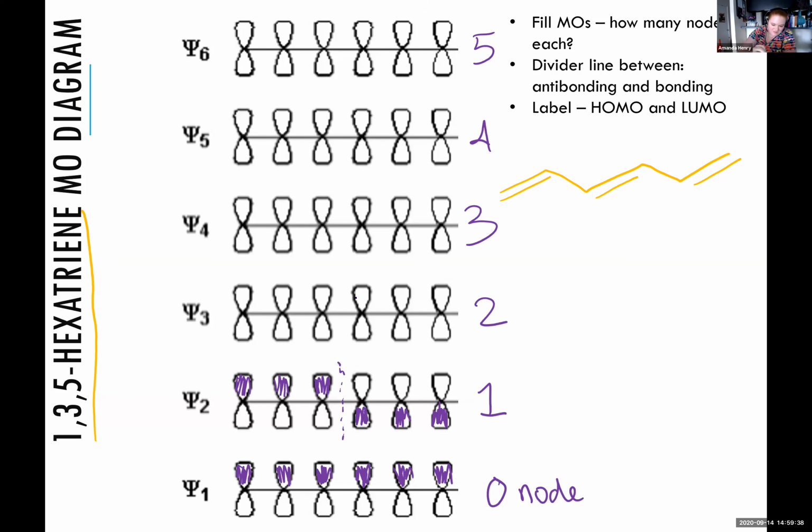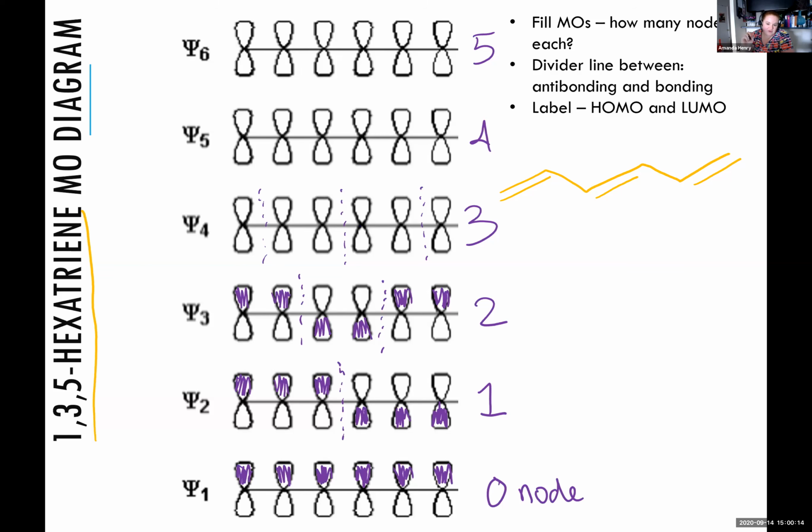And then when we have 2 nodes, we're splitting it into thirds. So we'll have overlap, overlap, and overlap. When we get to 3 nodes, we're going to have this pattern. We essentially want to keep as much overlapped as possible.